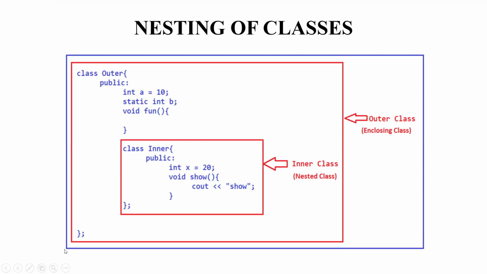Here, a pictorial example is given. Class outer class has public data A equal to 10 and static data B. So A is non-static, B is static. Then there is a function called fun. Then in the inner class, we have public data X equal to 20 and a show method. It will print show.